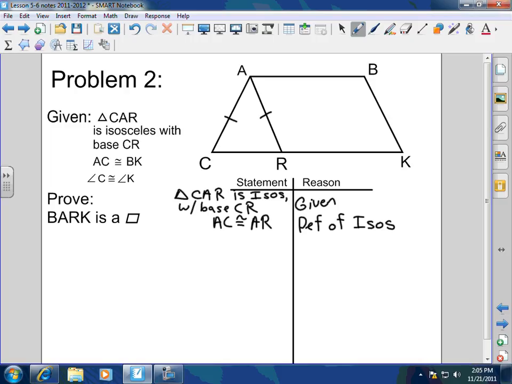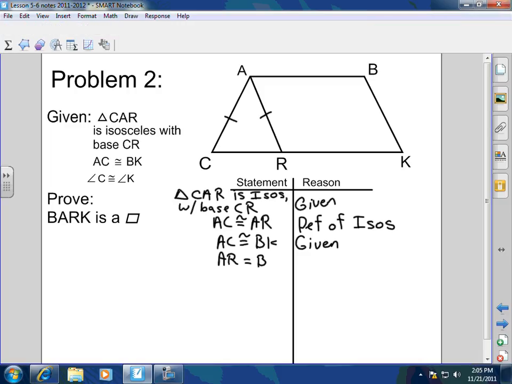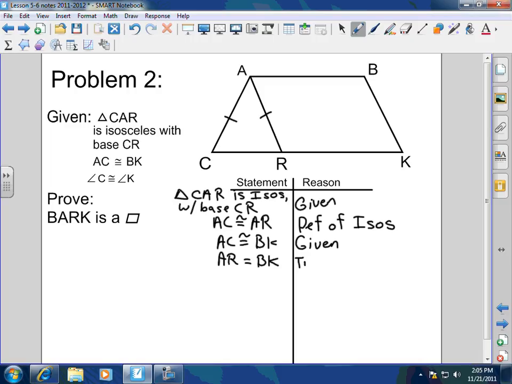I wouldn't go there yet. Didn't we just state that AC was congruent to AR? Isn't there a given involving AC as well? So I would say AC is congruent to BK. Given. Very good, son. Then you could say AR is congruent to BK because of transitive property.